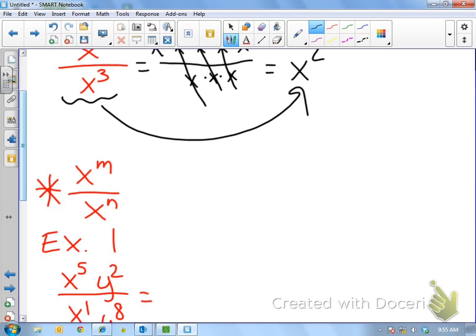If we're dividing with the same base, x to the m over x to the n, that's the same thing as subtracting the exponents. So multiply meant add, divide means subtract, and parentheses meant multiply. That's the simplified version of all of the rules. Multiply means add, divide means subtract, parentheses mean multiply.